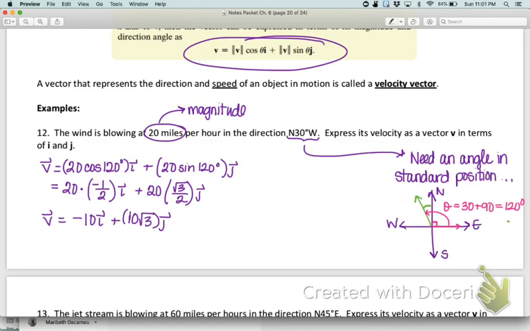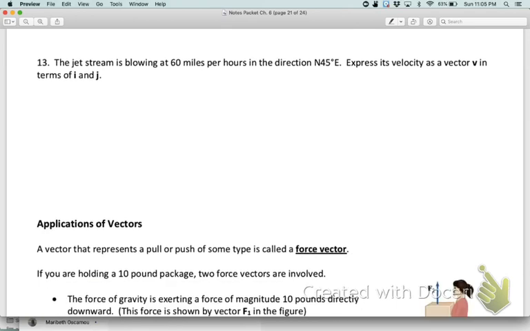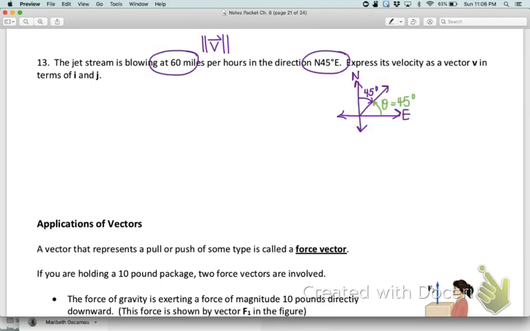So take a second to read through the next example and see if you can start gathering the information. See if you can pick out the magnitude and see if you can pick out the correct angle theta. So hopefully I identified that the magnitude is 60. And then this one, it does end up being the same simply because 45 is exactly half of that 90 degrees. So north 45 degrees east really measures this angle right here. So theta, its complement, is also going to be 45.